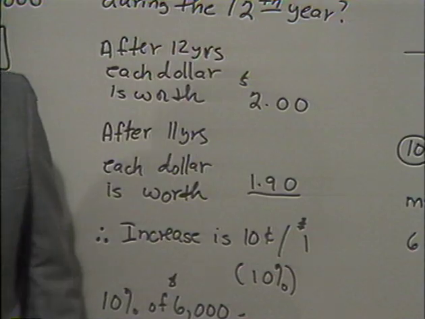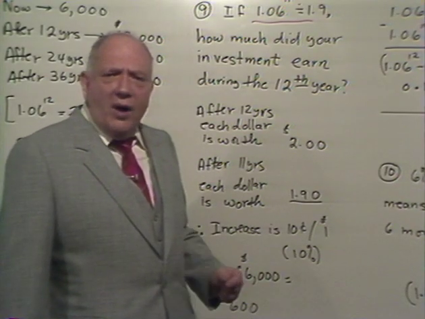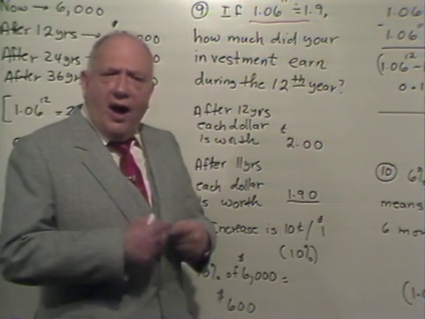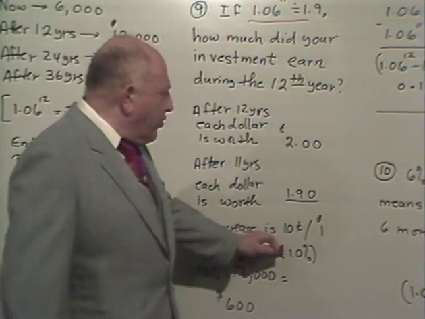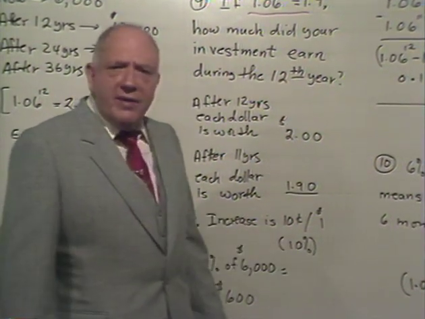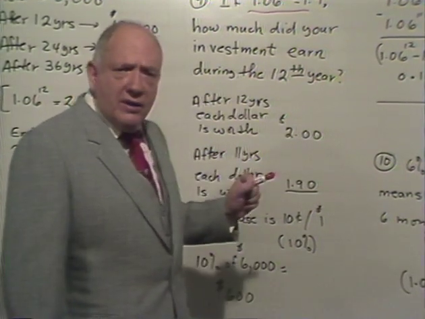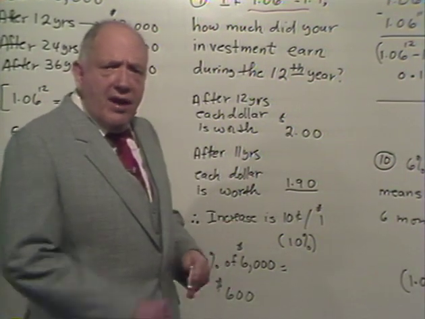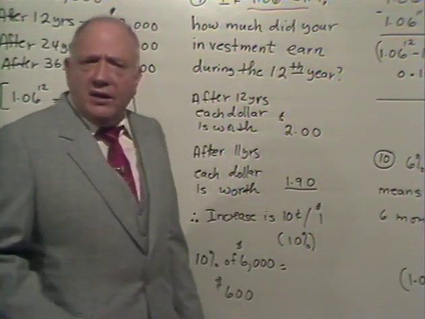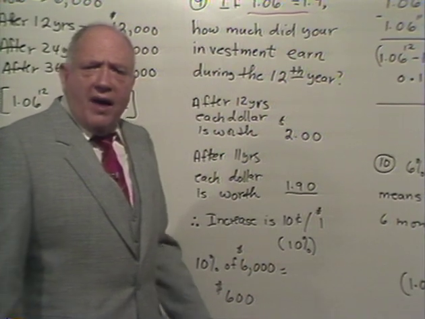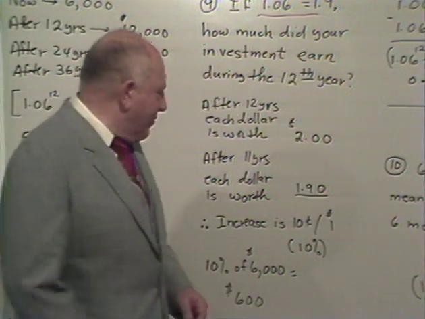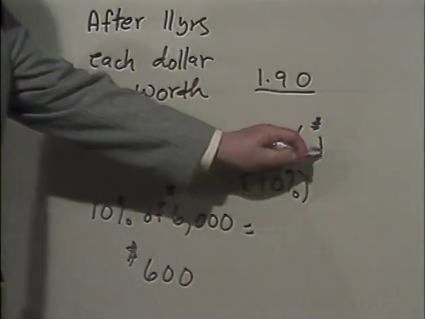Remember what I invested this money at? This money was invested at 6%. But since the money is earning interest on the interest, what this says is that during the 12th year, my money is earning as if I had just put it in there at 10%. In other words, based on the original $6,000, that $6,000 during this year is earning the equivalent of 10%, not 6% anymore. Because I've been getting 106% of 106% of 106%. Well, anyway, that's just 10 cents on each dollar.